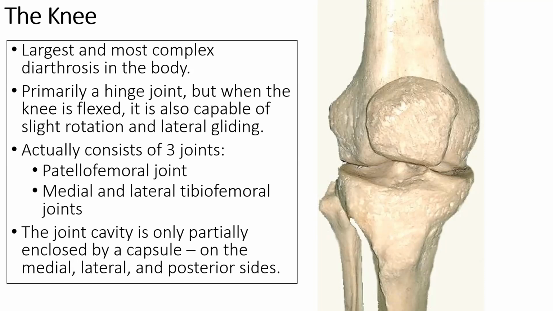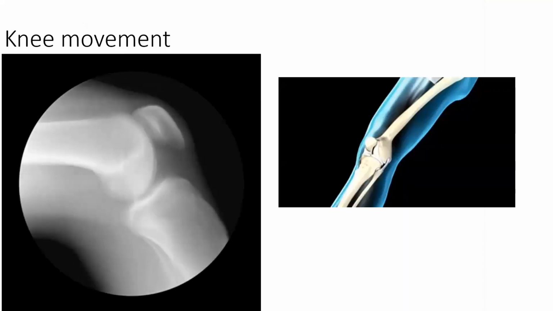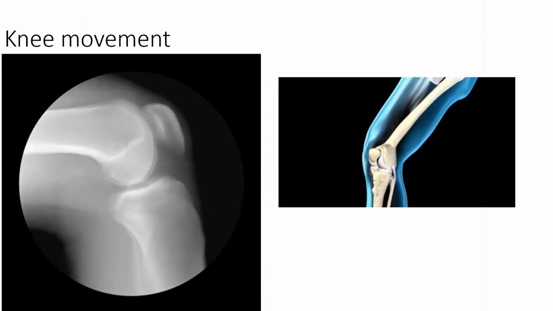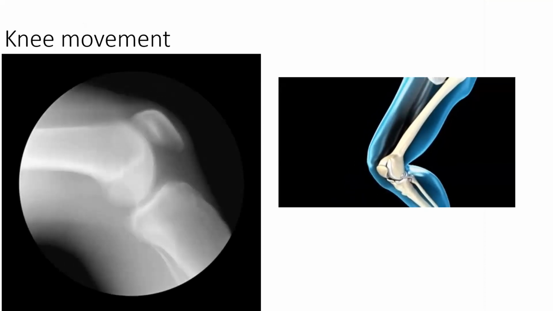And we don't have any safe range of motion backwards. Our knees don't like to go backwards. That's bad. So this is typical knee movement. You can see the bending of the knee.